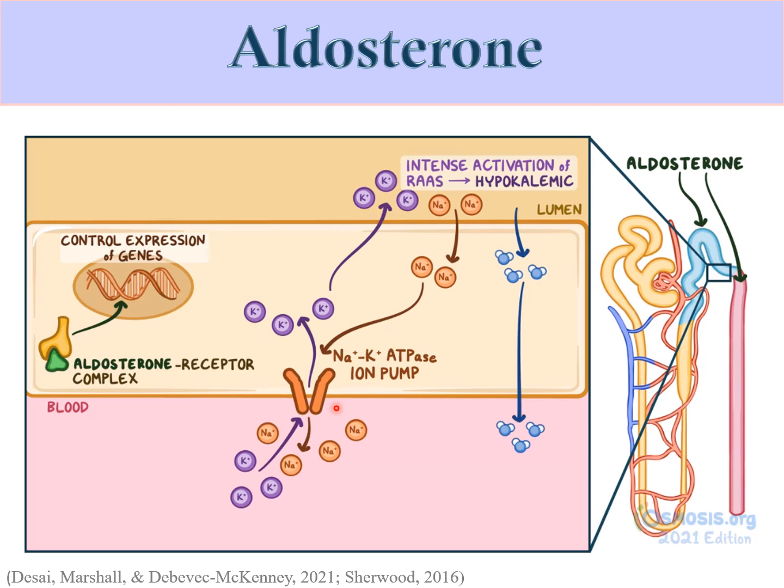These pumps actually push sodium into the blood while pulling potassium ions into the cell. Ultimately, this helps to drive a concentration gradient that pulls sodium and water out of the lumen of the tubule and into the blood and secrete potassium. In fact, most patients with intensive activation of the RAAS system can be profoundly hypokalemic. As before, this helps to boost the blood pressure.